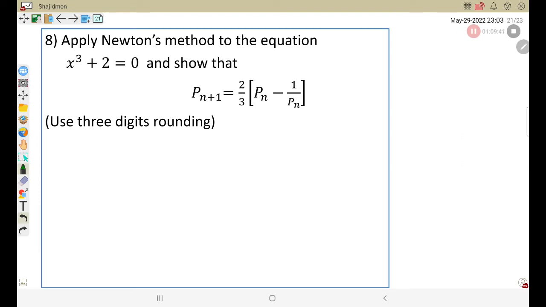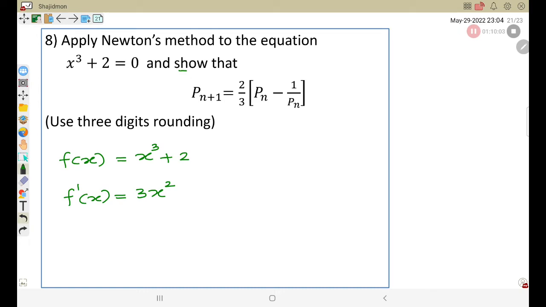Apply Newton's method to the equation x power 3 plus 2 equal to 0. That means, what is f of x? X power 3 plus 2. Okay. What will be f dash of x? F dash of x equals 3x power 2. Correct? The derivative of 2 is 0.